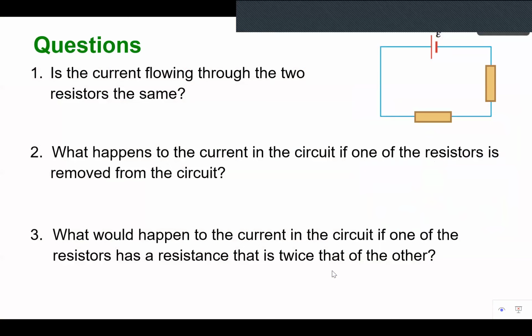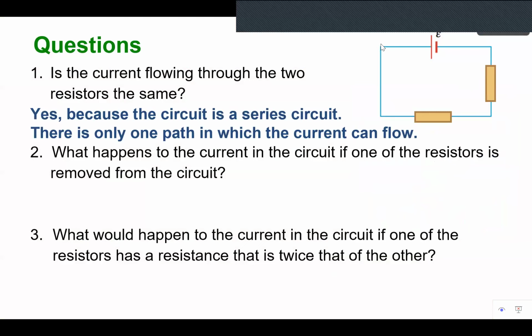Over here, I have 2 resistors connected in series. You may pause the video now to think about the answers to these 3 questions. Okay, I'm going to go through the answers now. Is the current flowing through the 2 resistors the same? The answer is yes, because they are in a series circuit.